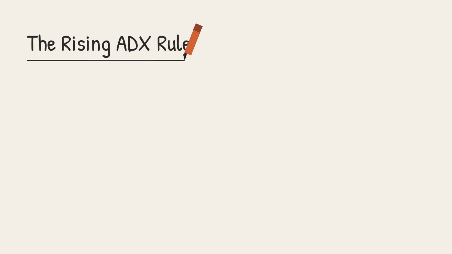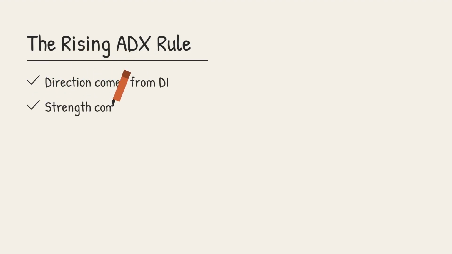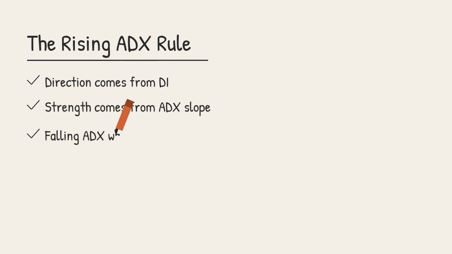Here's the nuance most traders miss. A high ADX value isn't bullish or bearish, it just means a trend exists. What matters is the slope. A rising ADX confirms the current move is gaining strength. A falling ADX, even from a high level, warns that momentum is fading and a pullback or range is likely next.